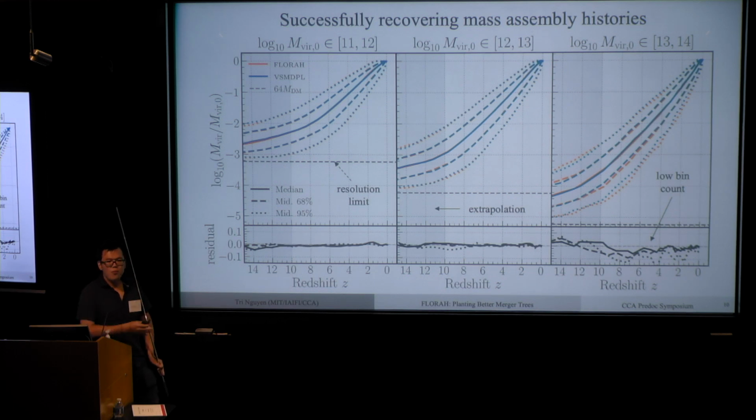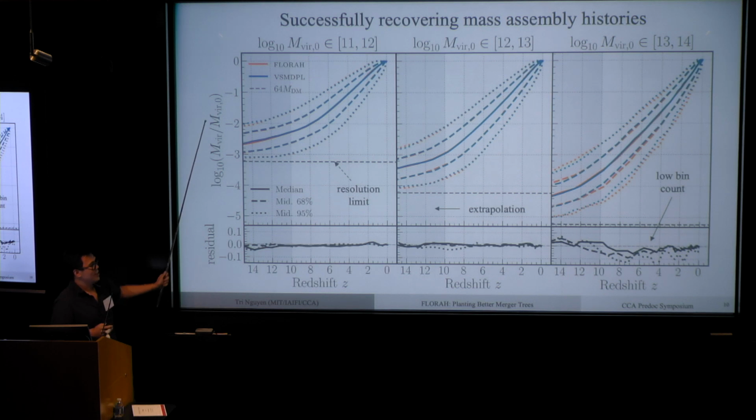And now I'm moving from individual trees to looking at population statistics. Here, I'm showing you the same plot, the mass as a function of redshift, but instead of showing individual trees, I calculate the median and the 68th percentile and 95th percentile middle containment regions. As you can see here, the line by Flora follows the line by Very Small MultiDark very, very closely. And I plot the residual in the bottom panel. As a reminder, the shaded region is the extrapolation region. The network has never seen this extrapolation region, yet it is robust enough to be able to capture the population statistics within it.